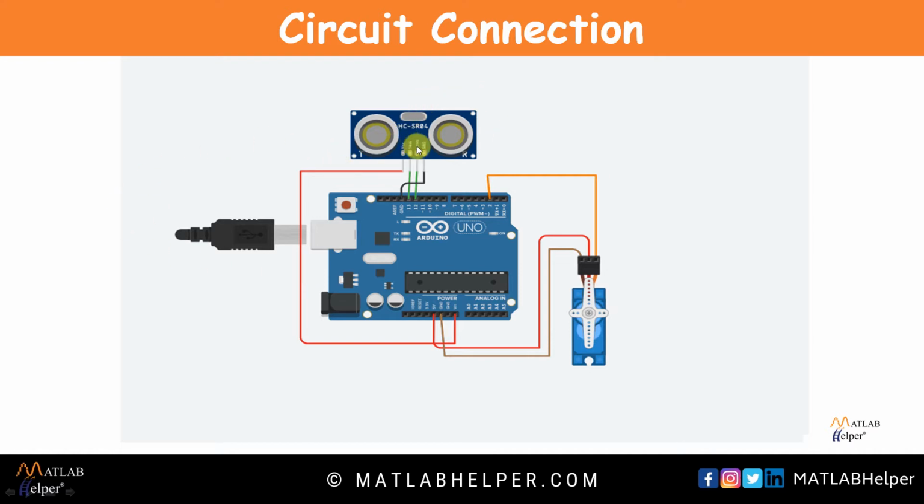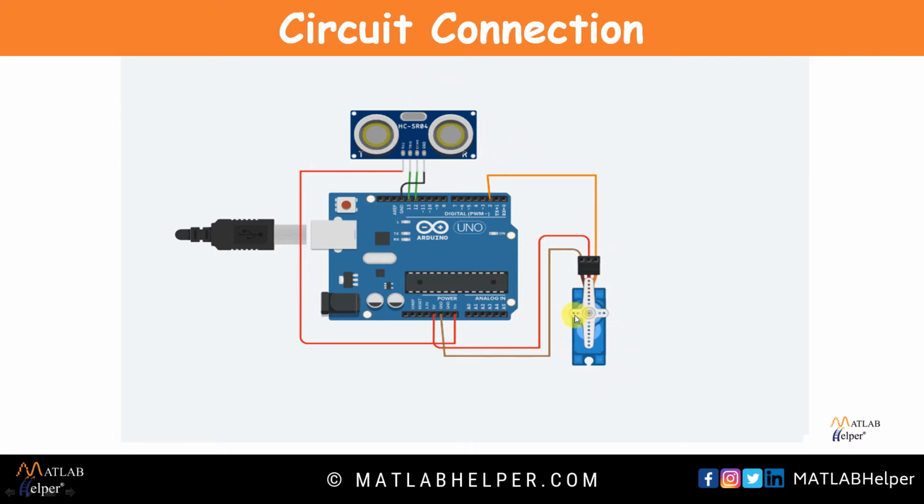So as you can see on the screen, this is an HC-SR04 ultrasonic sensor, and it has 4 pins: VCC, trigger, echo, and ground. VCC and ground are for the power supply, so VCC will be connected to the 5 volt or Vin of the Arduino, and the ground will be connected to a ground pin. I have connected the trigger pin to pin number 13 and the echo pin to pin number 12. So this was about the HC-SR04 connection.